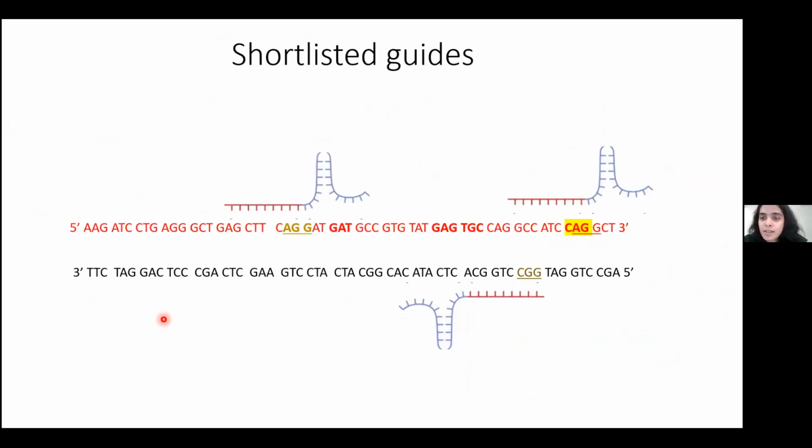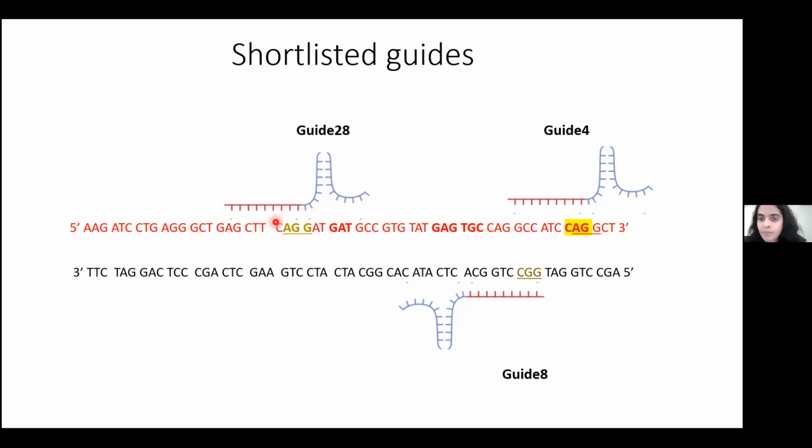Using this method, I shortlisted 3 guides from that long list that I got from the MIT guide RNA tool. These are just numbers on that list: guide 4, guide 8, guide 28. So I shortlisted these guides, and one of them was a reverse guide, and 2 of them were forward guides.